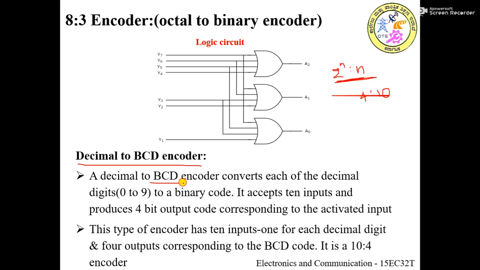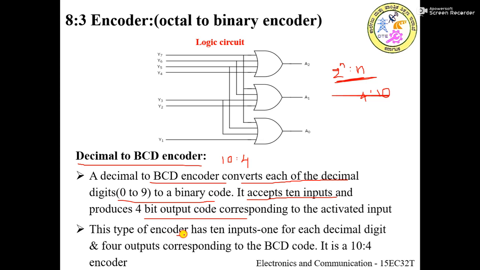A decimal to BCD encoder converts each decimal digit, that is from 0 to 9, into a binary code. It accepts 10 inputs and produces a 4-bit output code. So the decimal to BCD encoder is basically a 10 is to 4 encoder. There will be 10 inputs. The decoded information is received on these 10 inputs, and out of these 10 inputs only one input will be high at any time. Based on which input is active, an output encoded data is produced on the 4 output lines.